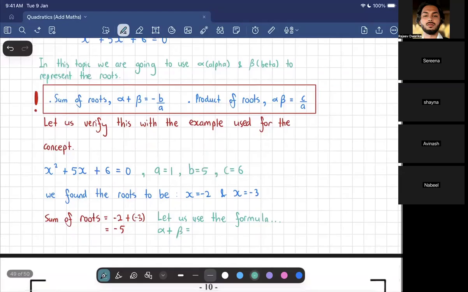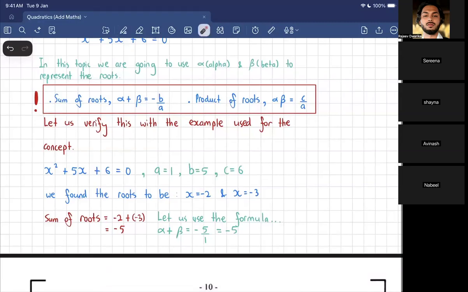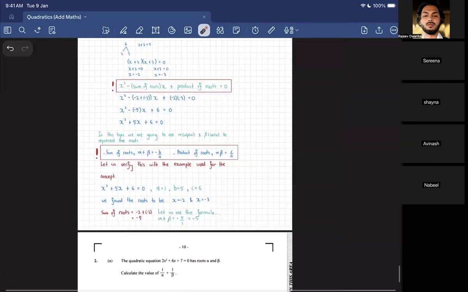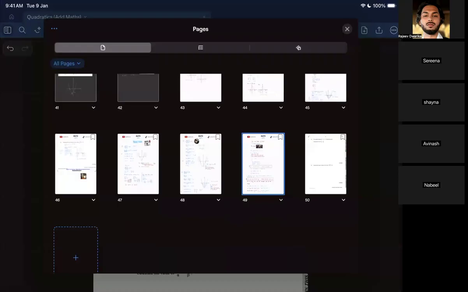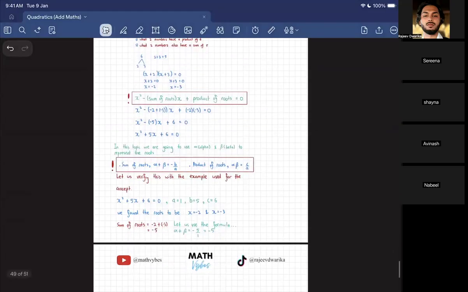Right, so if I use the formula, that tells me the sum is minus b over a. That's going to be minus 5 all over 1. What's minus 5 over 1? -5. Right. So Serena, by using the formula, did I get the same answer as if you did it the long way? Yes, sir. So the formula is correct. That's great. That's good news. I'm going to a new page.